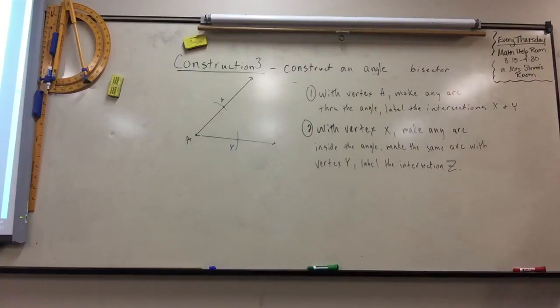Okay, so here's the second step. With vertex X, make any arc inside the angle. Make the same arc with vertex Y, and then label the intersection Z.